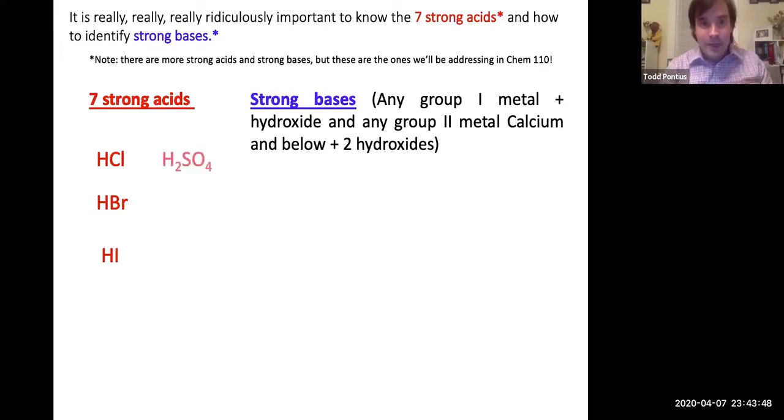But there's more. There is sulfuric acid, H2SO4. There is nitric acid, HNO3. There's chloric acid and perchloric acid, which look pretty similar. We have HClO3 and HClO4. These are our 7 strong acids.